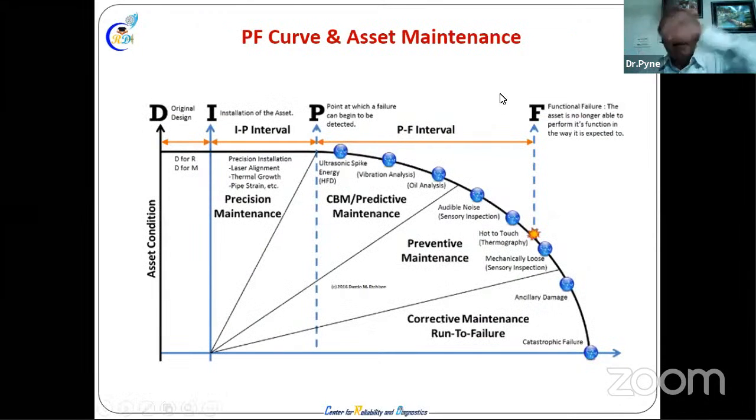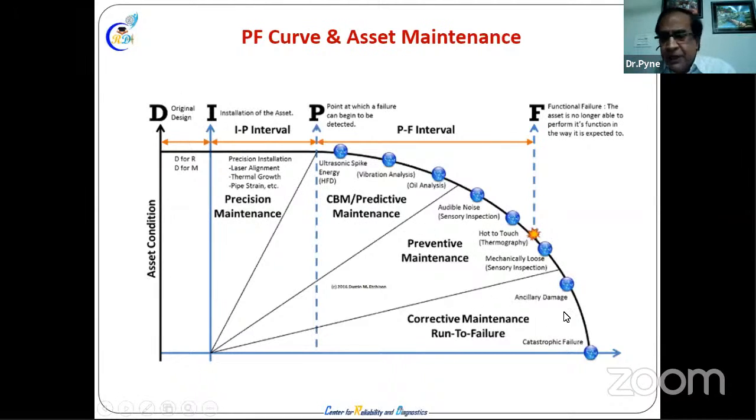And in the entire asset, all assets will go through performance curves. See, different types of maintenance. If you maintain an initial machine, then over time, vibration, ultrasonics, all these things in this PF interval, potential to failure, the PF curve it is called, is important for any machine. Okay, so the asset condition in installation like this, and with precision maintenance, alignment and other things done properly, your machine will run without much problem for longer.